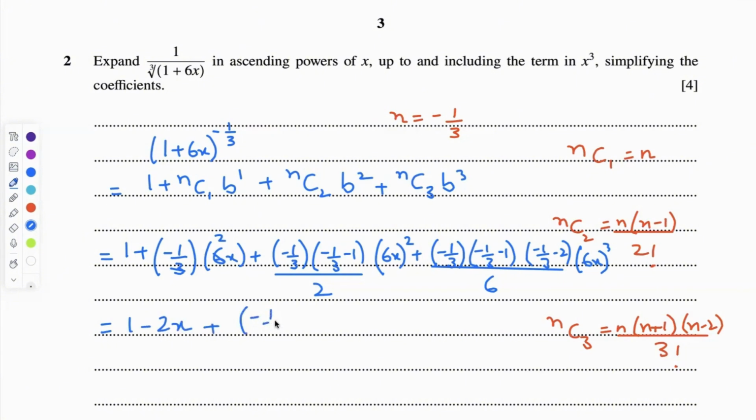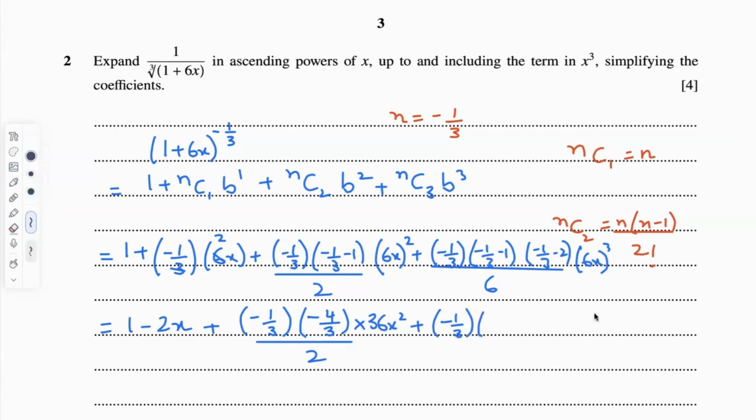Now, first simplifying the bracket, again, we should obviously use a calculator over here to avoid any mistakes. This will become minus 4 upon 3 divided by 2. And this will become 36x squared plus, so this will become minus 1 upon 3 into minus 4 upon 3. And then minus 1 upon 3 minus 2, that becomes minus 7 upon 3 multiplied by 6x cubed. So that is 216x cubed. And then we'll divide it by 6 as 3 factorial is 6.